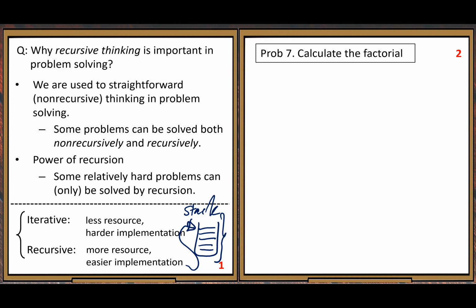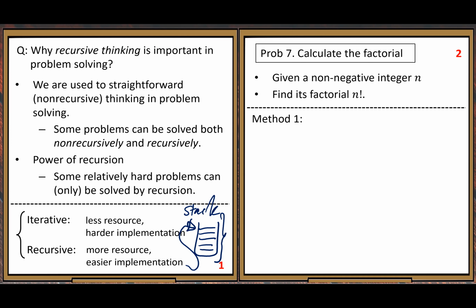Problem number 7, calculate the factorial. An easy problem, but something new here. Given a non-negative integer n, we want to find its factorial. Method 1, method 2: iterative and recursive. Method 1, iterative.